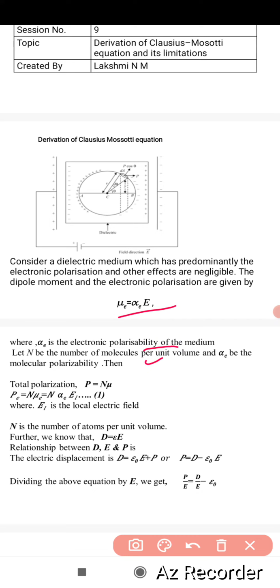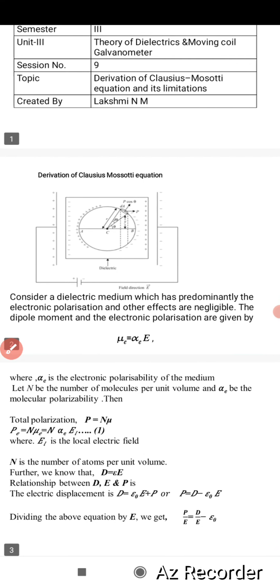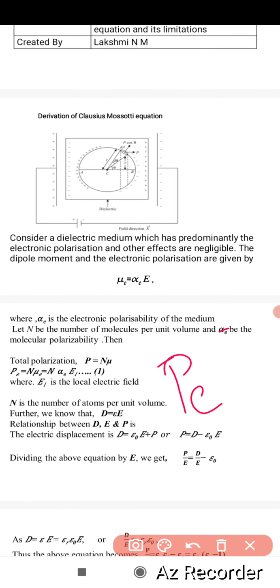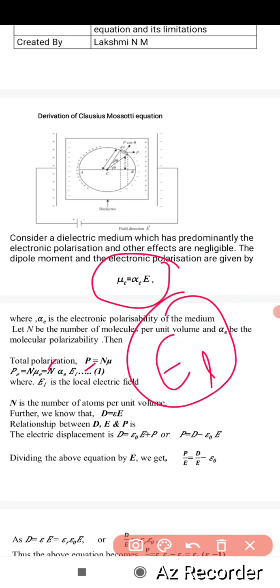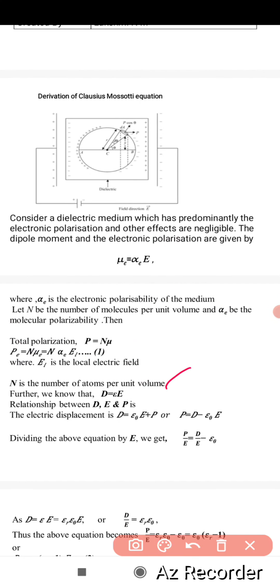Let n be the number of molecules per unit volume, alpha e the molecular polarizability. Then total polarization is P equals n into mu. N is the number of atoms per unit volume and mu is the dipole moment. Here Pe, the polarization due to the electric field, is n into mu e. Mu e is the dipole moment of an electron, and mu e is replaced by alpha e into EL. EL is the localized electric field. Here n is the number of atoms per unit volume.